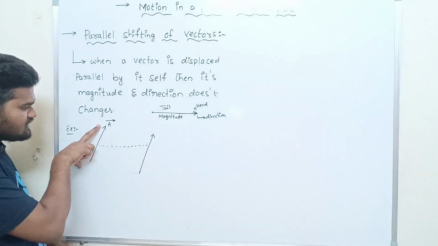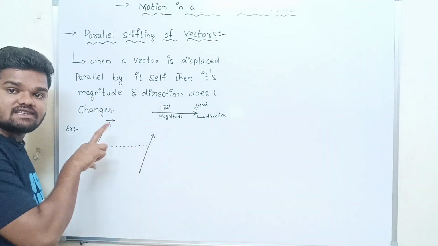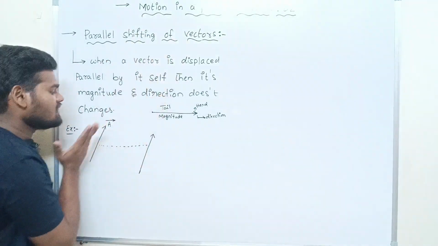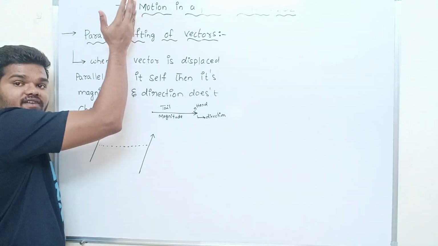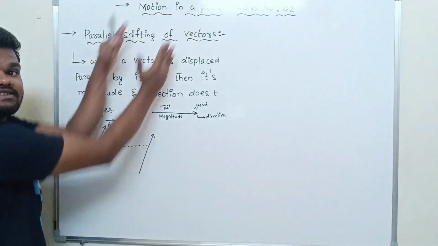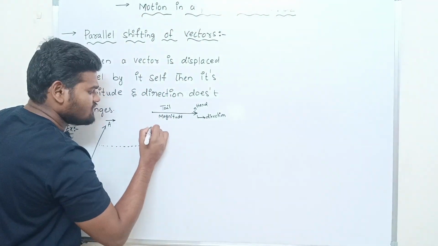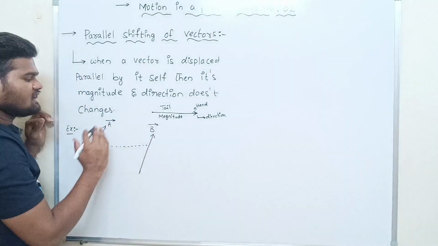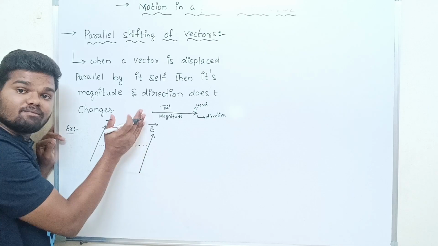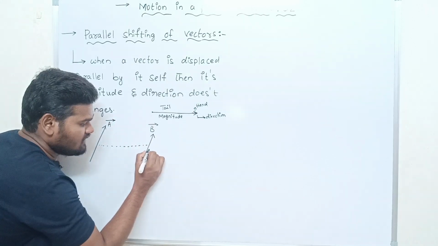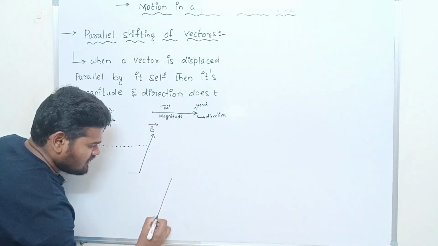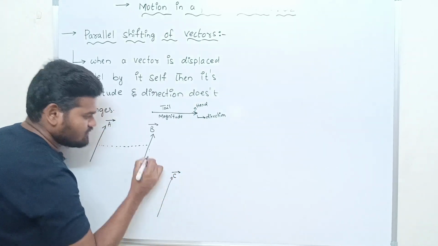The magnitude of vector a bar does not change. And the direction of vector a bar: at this place this is the direction, and at this place this is the direction. So both directions are the same. Let us say this is b bar after shifting. Now this b bar vector is again shifted parallel by itself, and this is its new position. Let us say c bar vector.